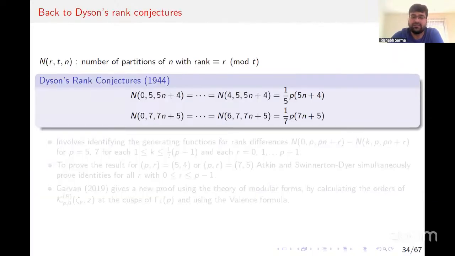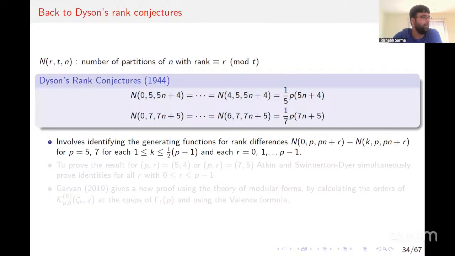Back to Dyson's rank conjectures, because I want to explain something more that I did in this paper. Something derivative, but still a nice exposition of some techniques here. So back to Dyson's rank conjectures. Here are the two conjectures given by Dyson in 1944. And the proof of these conjectures, as I said, was found by Atkin and Swinnerton-Dyer in 1954.